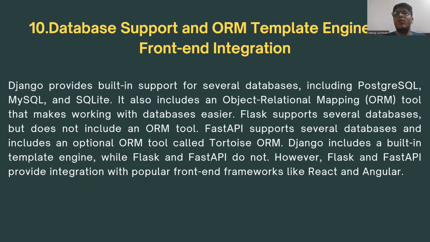So, database support and ORM, template engines, and front-end integrations. In Django, there is built-in support for several databases, including MySQL and SQLite. It also includes ORM mapping, which is used for manipulating data in Django. Flask supports several databases but does not include ORM tools. FastAPI supports several databases and offers an optional ORM tool called Tortoise ORM. But in Flask, you can import SQLAlchemy to use a database in Flask.